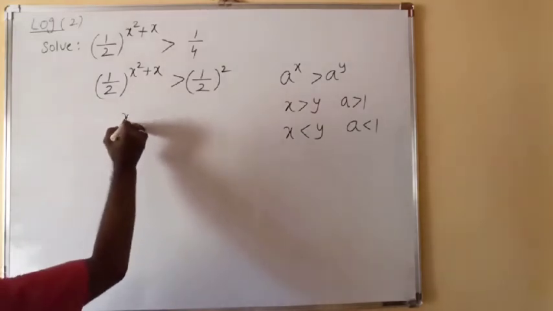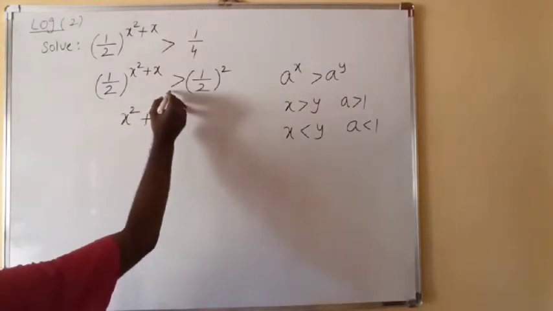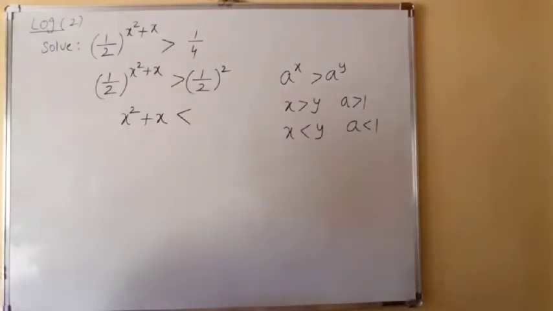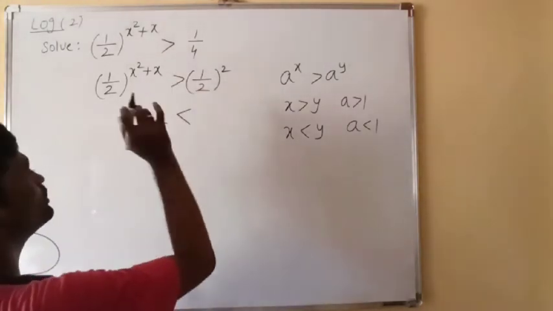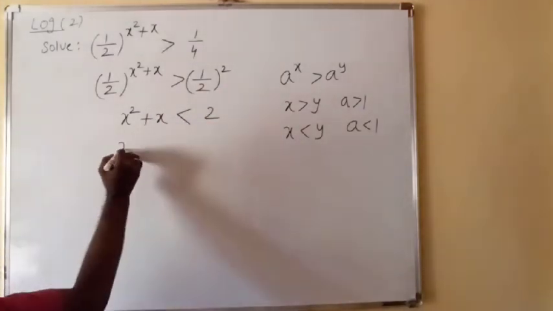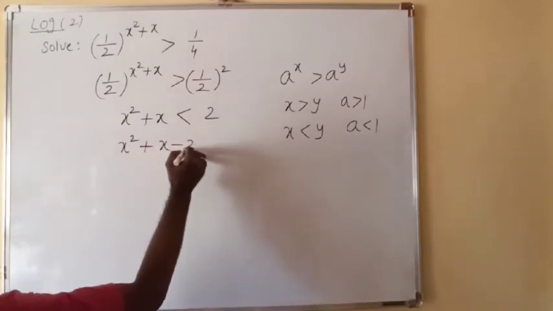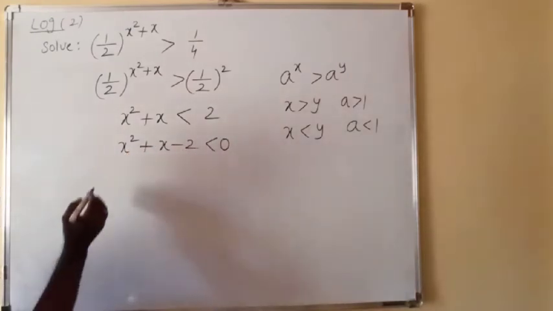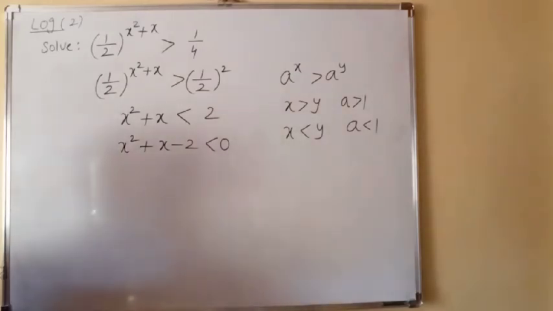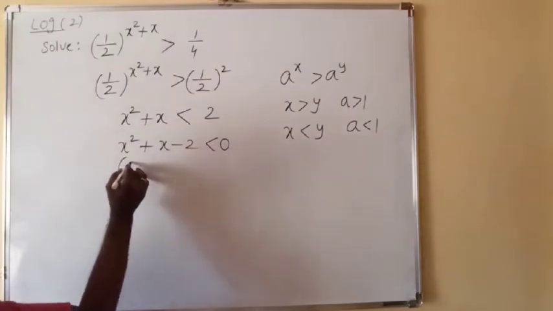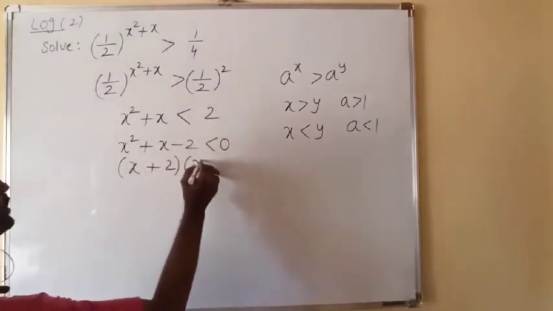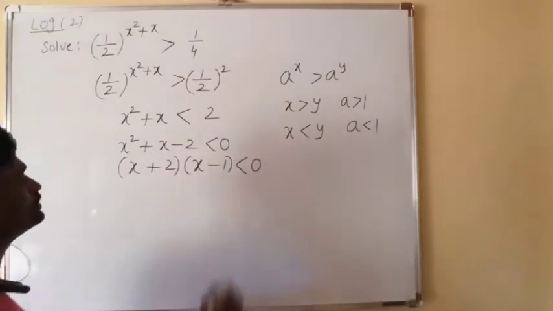So then what will you get? x square plus x, and this symbol has to change. Changing means a greater than symbol becomes less than, and if it is less than, it becomes greater than. So x square plus x is less than 2. So x square plus x minus 2 is less than 0. Now find the factors. First make the coefficient of the highest power of x positive. It is already positive. Then take the factors: x plus 2 into x minus 1 is less than 0.